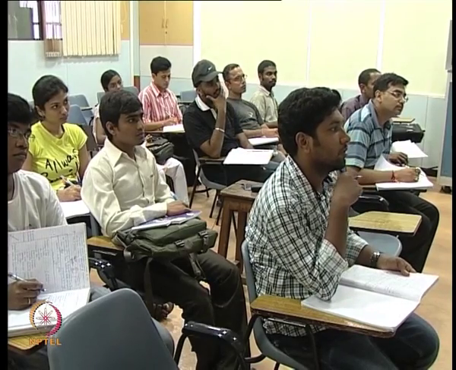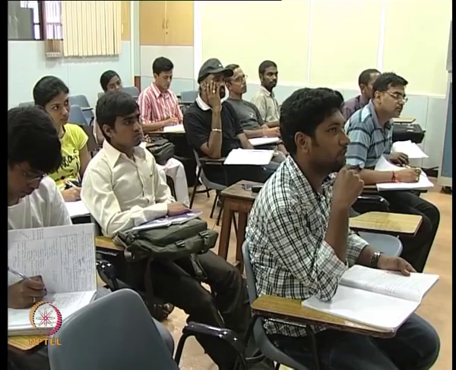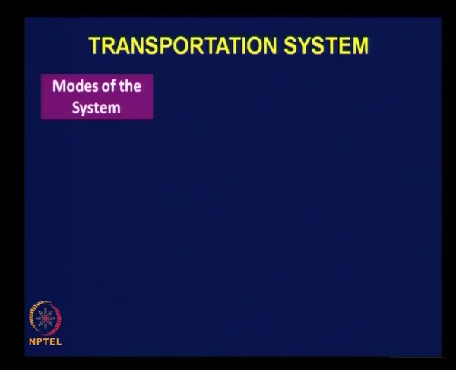Just a number, how many? 4. One response is 4. Any other number? Fine, let us list all the modes available for transportation in the system as a whole, starting from highways, railways, waterways and airways. These are the very well known 4 major modes of transportation.